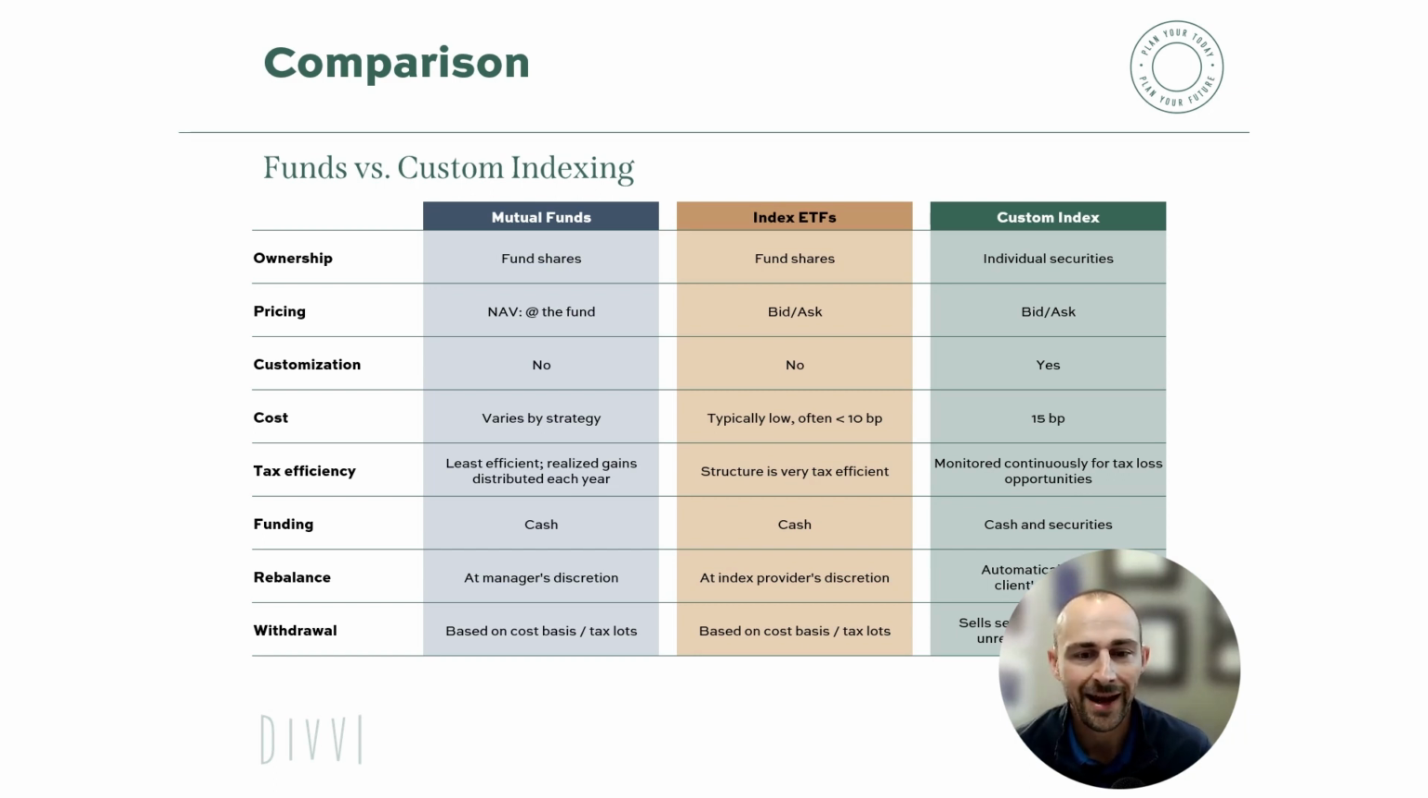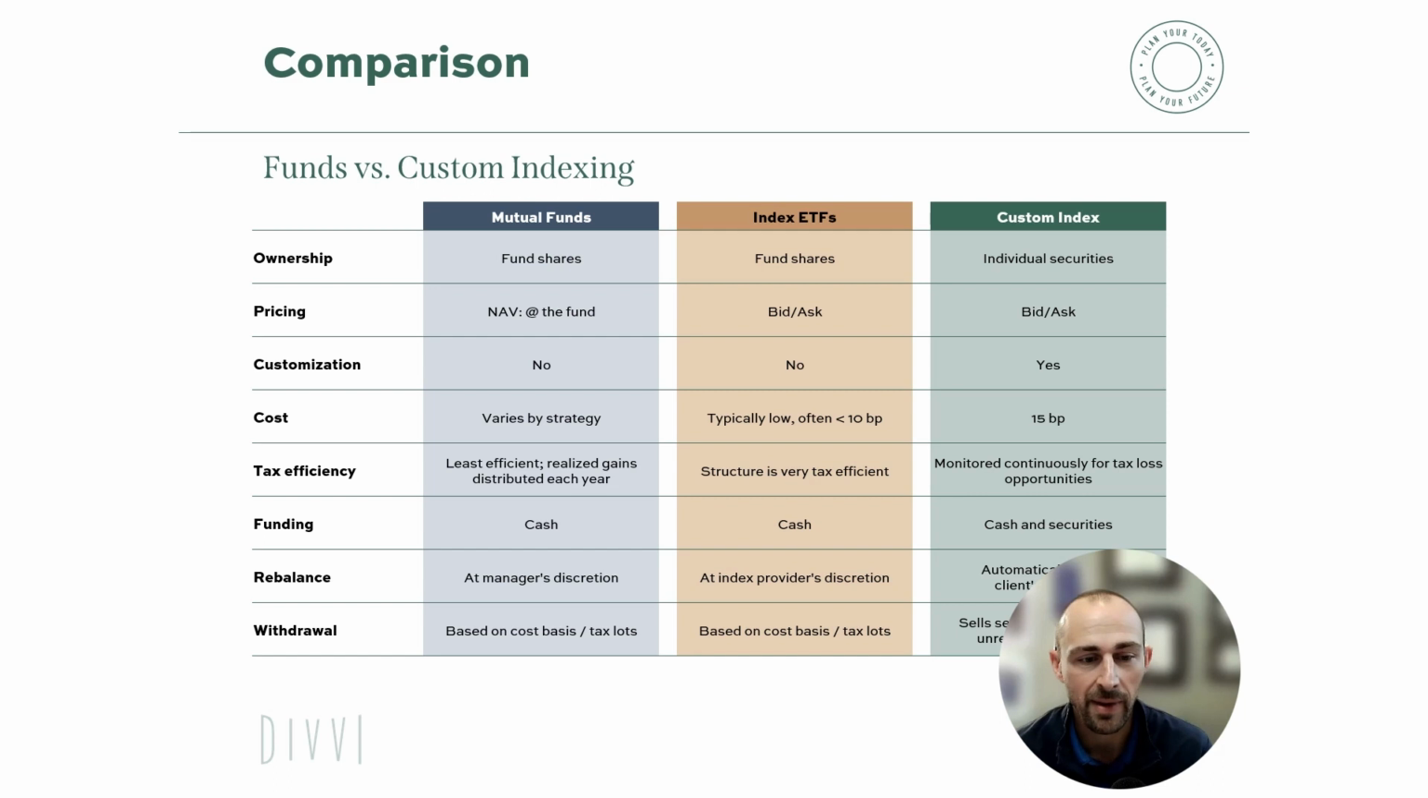Let's talk about funding. How do you buy mutual funds and ETFs? With cash. What about custom indexes? You can actually use other securities, other holdings in your account to fund those custom index strategies. Again, we'll talk more about that in a second.